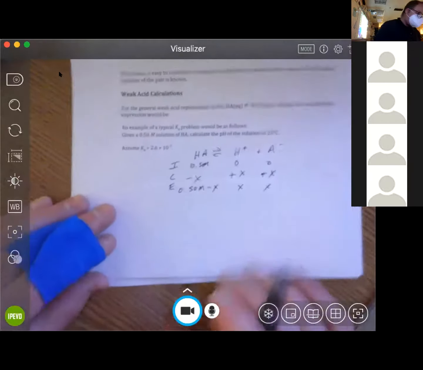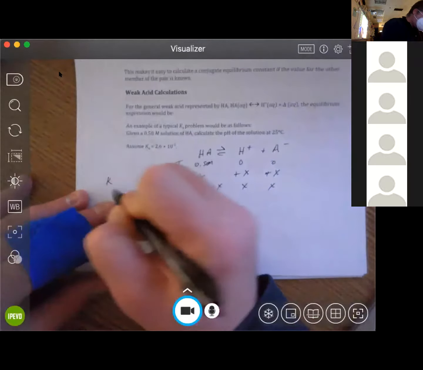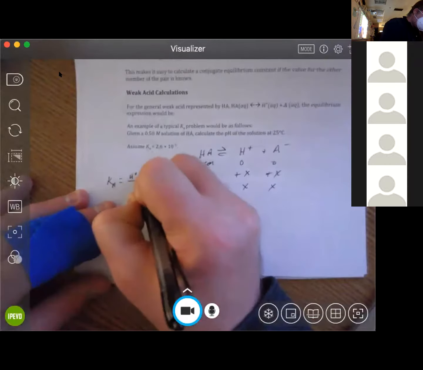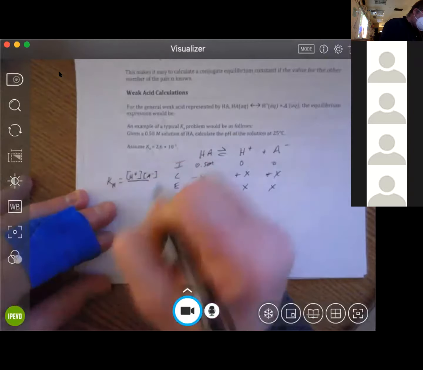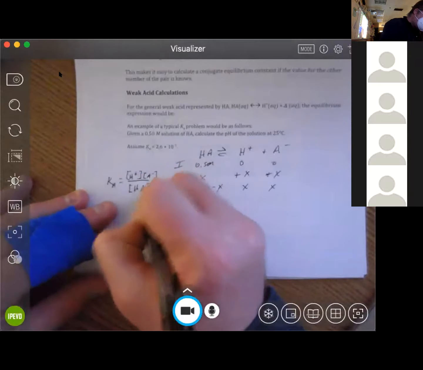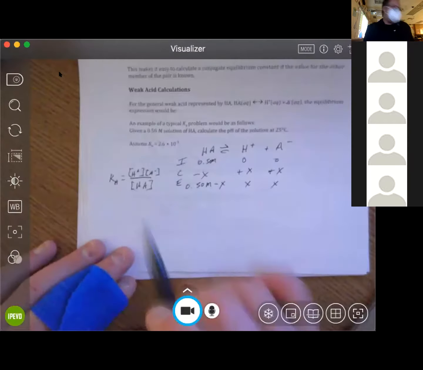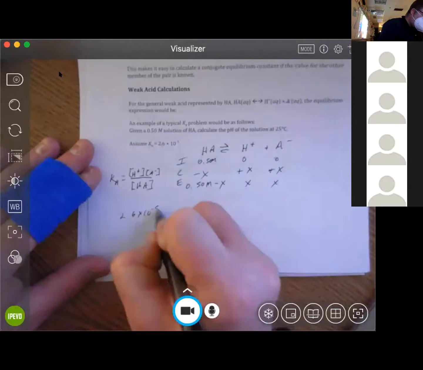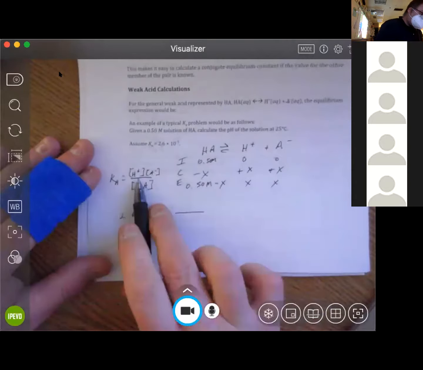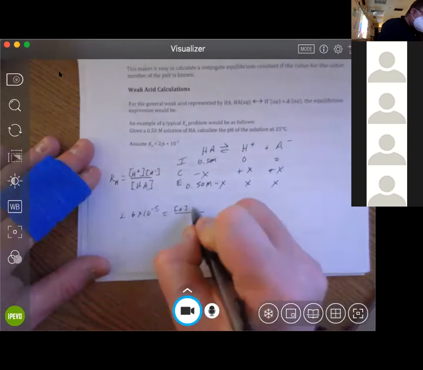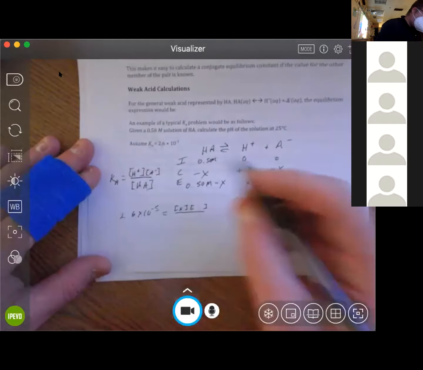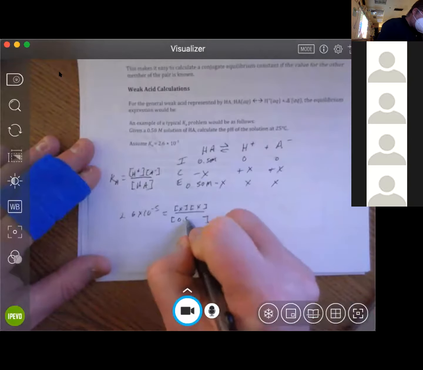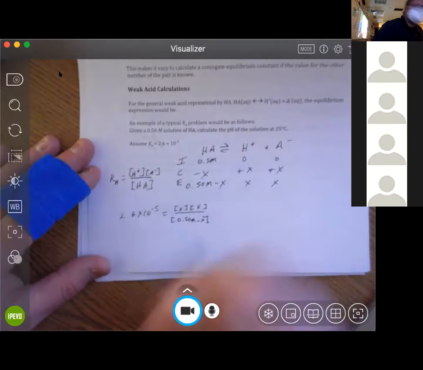And then we need to make our Ka expression. Products on top. Reactants on bottom. And we know the Ka is 2.6. And the hydrogen ion concentration is X. The anion is X. And the HA is 0.50 molar minus X.